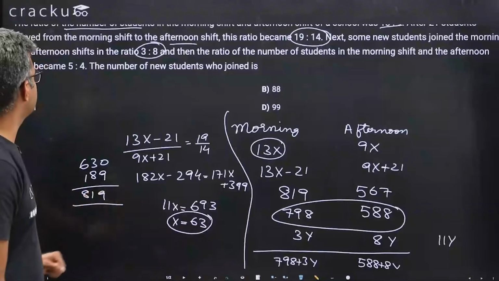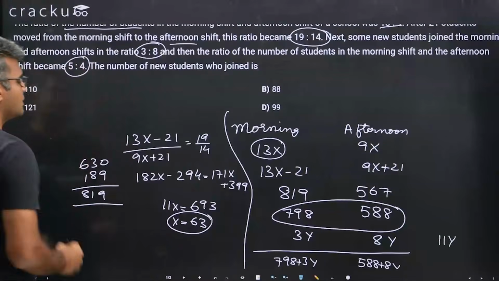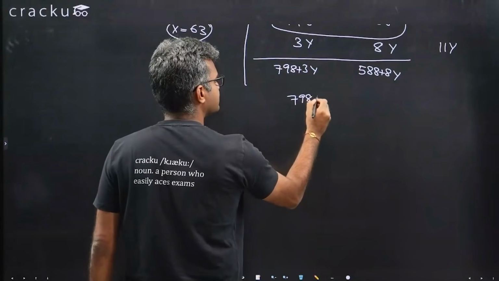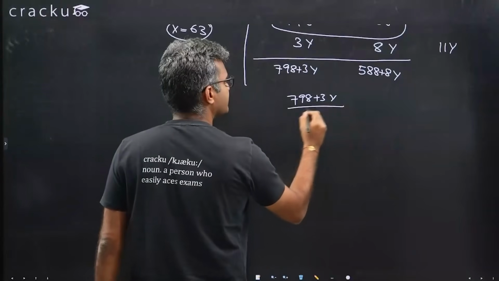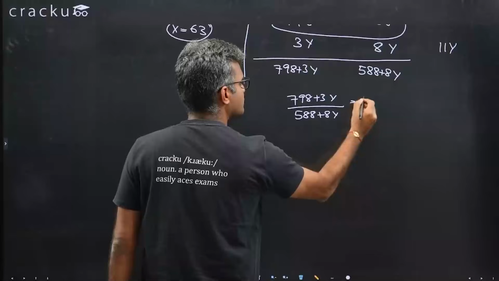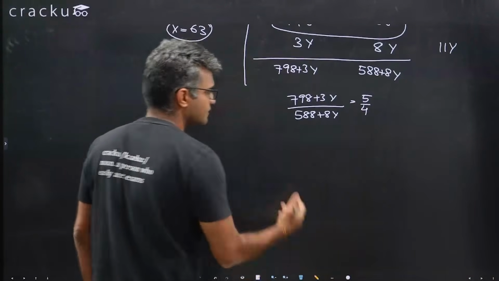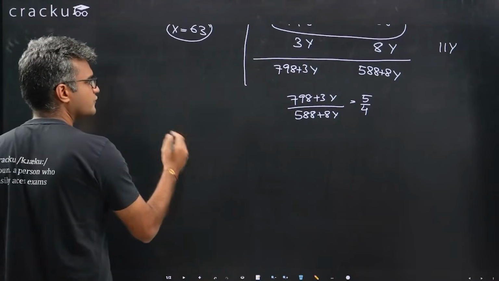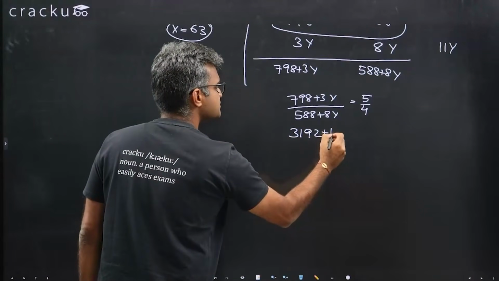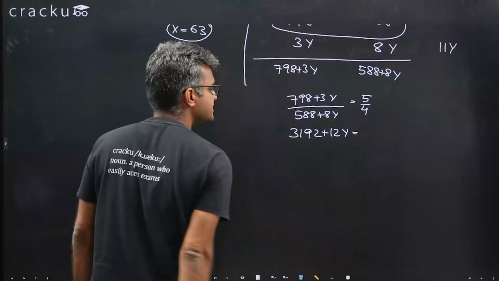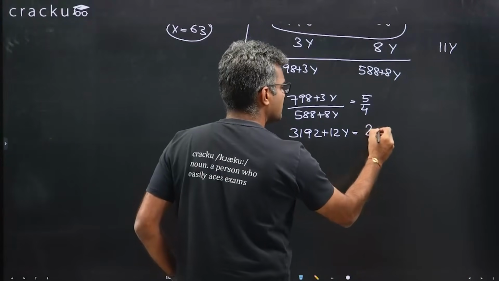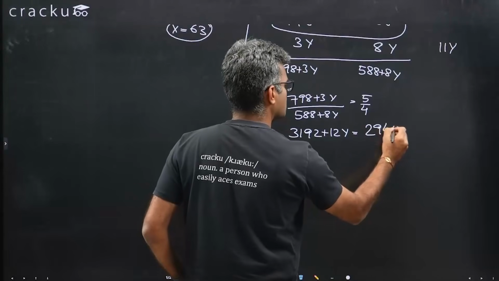And this ratio, we are told, is 5:4. If this ratio is 5:4, 798 plus 3y divided by 588 plus 8y is equal to 5/4. We can cross multiply. What is 798 into 4? This will be 3192 plus 12y is equal to 588 into 5, which is 2940 plus 40y.